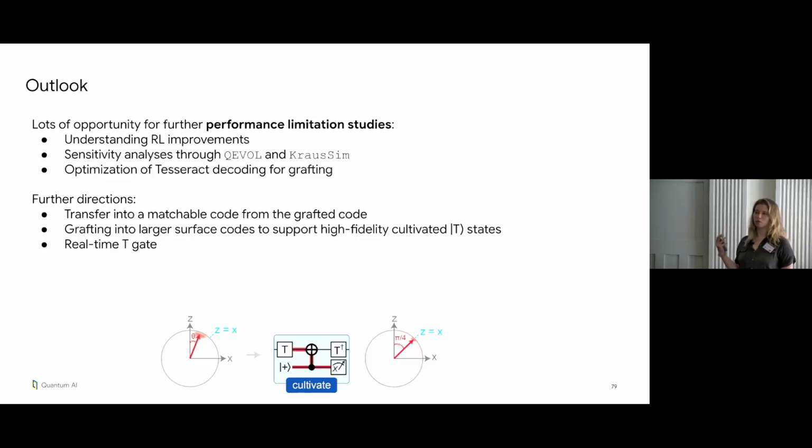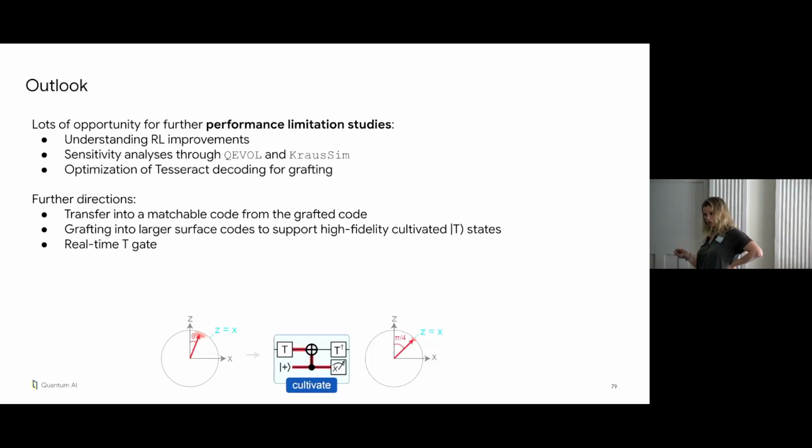And as I mentioned, reduce the population leakage that we see in grafting using some leakage removal gadgets and circuit optimization. And in the future, there's a final step in the original cultivation protocol that I didn't discuss yet, which is transferring into a matchable code. So far we've only shown a grafted code, which is not matchable and is decoded with Tesseract.